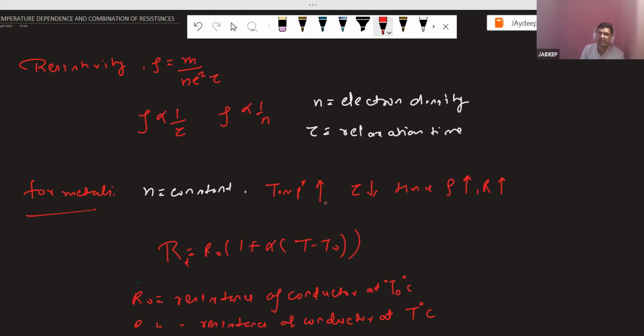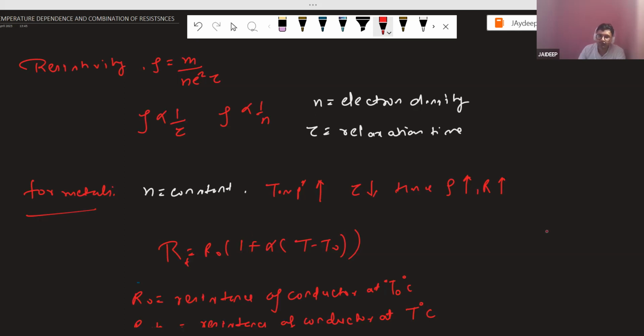So just remember, if we increase the temperature, then the resistivity and the resistance of the conductor increase. This is the formula: R_T equals R naught (1 plus alpha (T minus T naught)). R_T is the resistance of the conductor at temperature T degree centigrade, and R naught is the resistance of the conductor at temperature T naught.